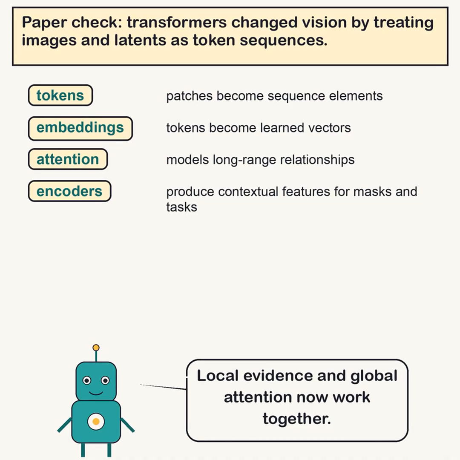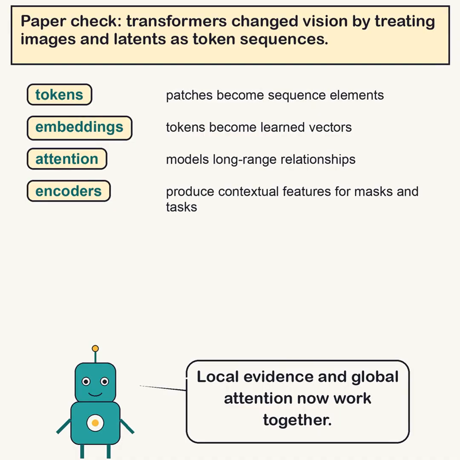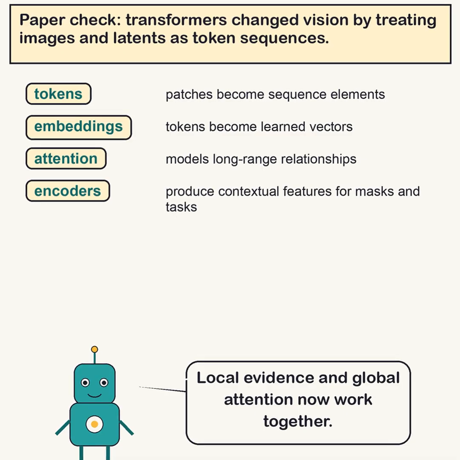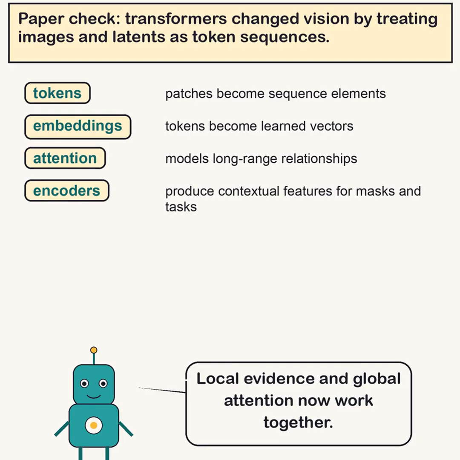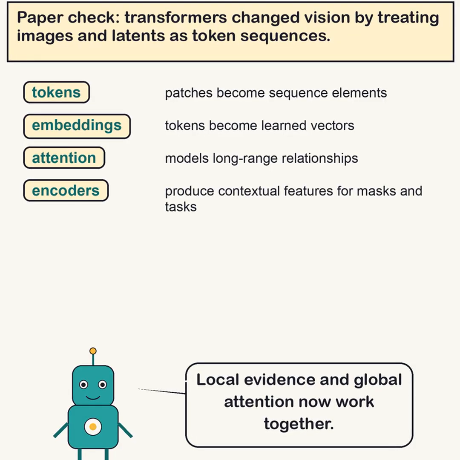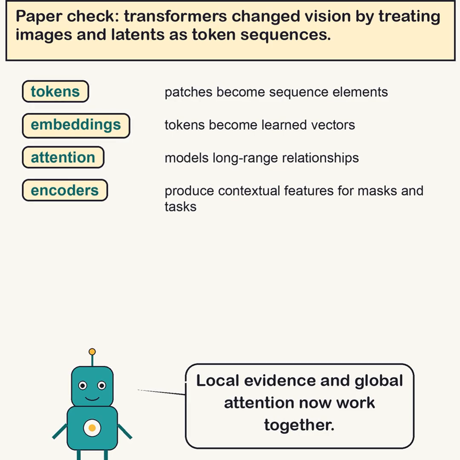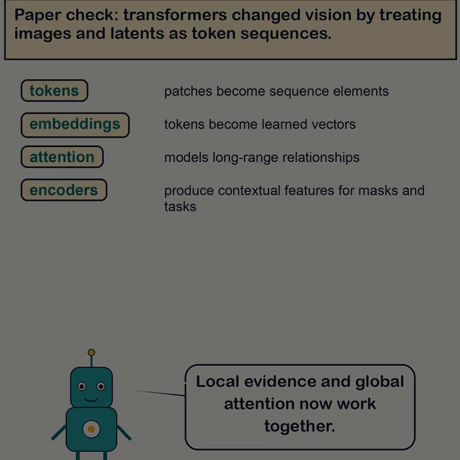Convolution asks strong local questions. Attention lets every token ask which other tokens matter. Modern vision needs both instincts. Respect nearby evidence, then connect distant objects, frames, and views into one explanation. Real-world analogy. Transformer attention is like a control room where every camera feed can ask which other feeds matter right now. Local evidence and global attention now work together.